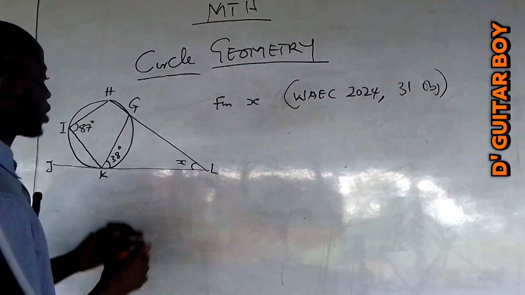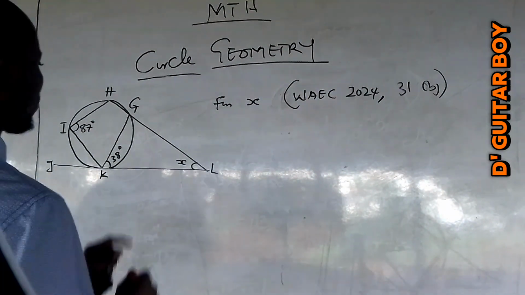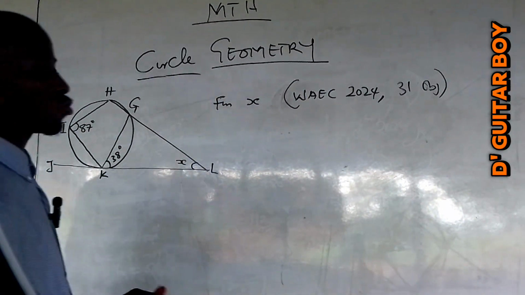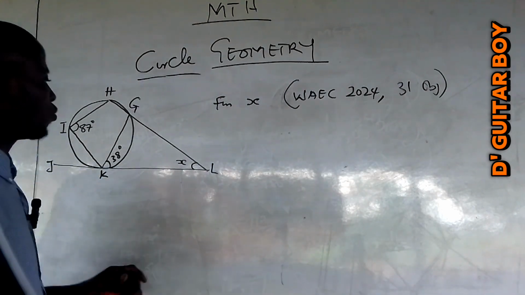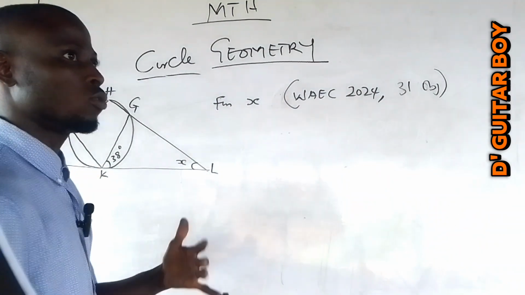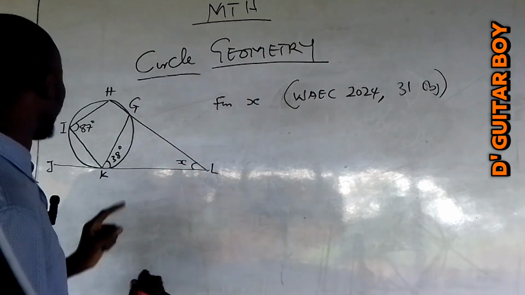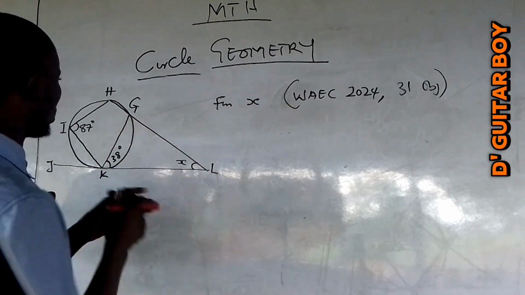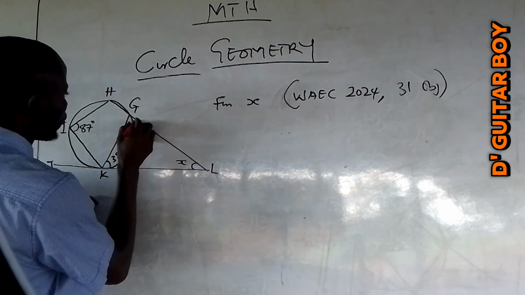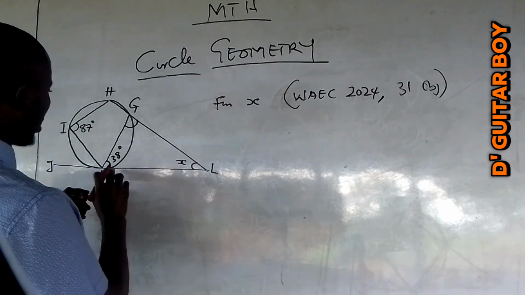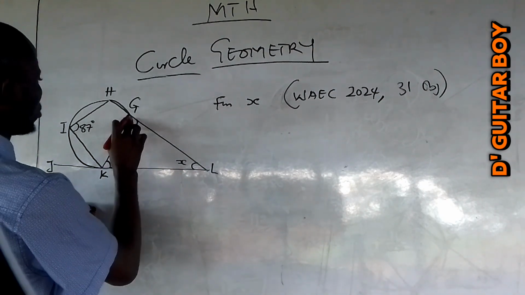So they ask us to find S. Look at S, the angle they want us to look for here. Now, how do we look for S? This is when you start thinking about the theorems you know. To look for S, I need to know this angle from here to here, because I already know this angle now. I need to know this angle.